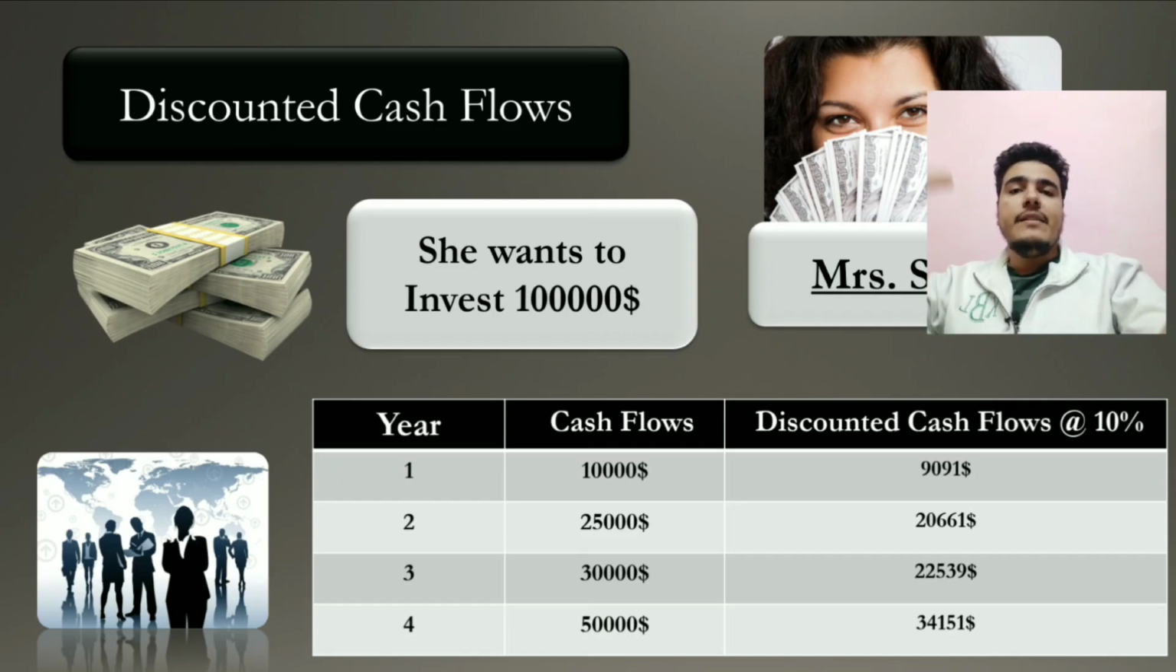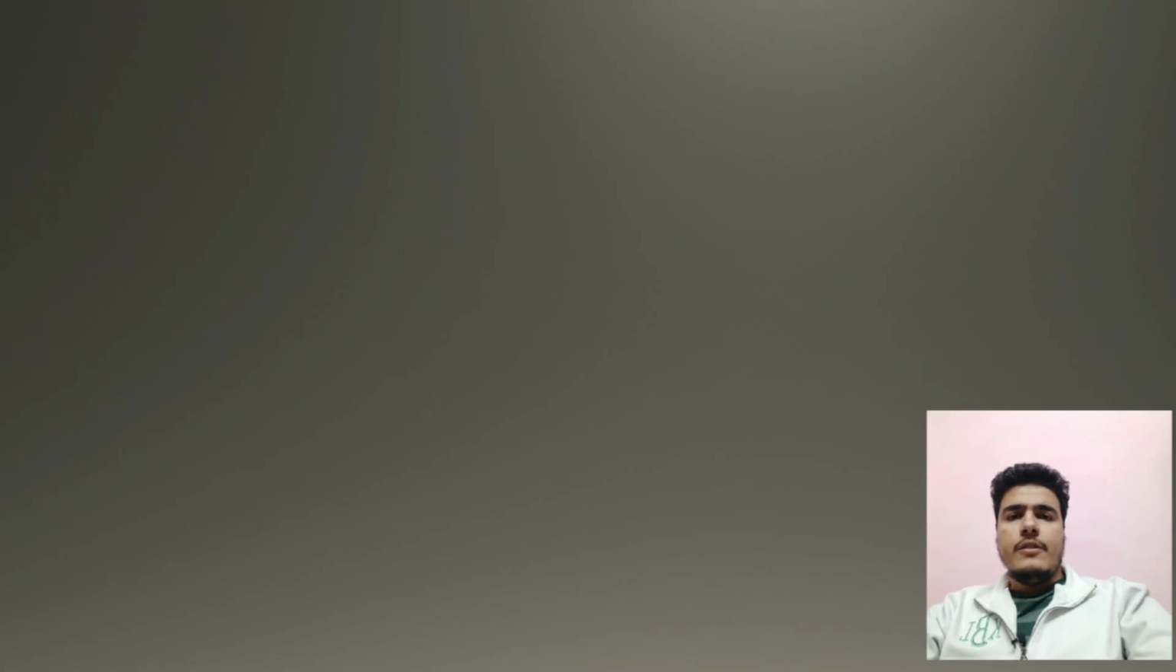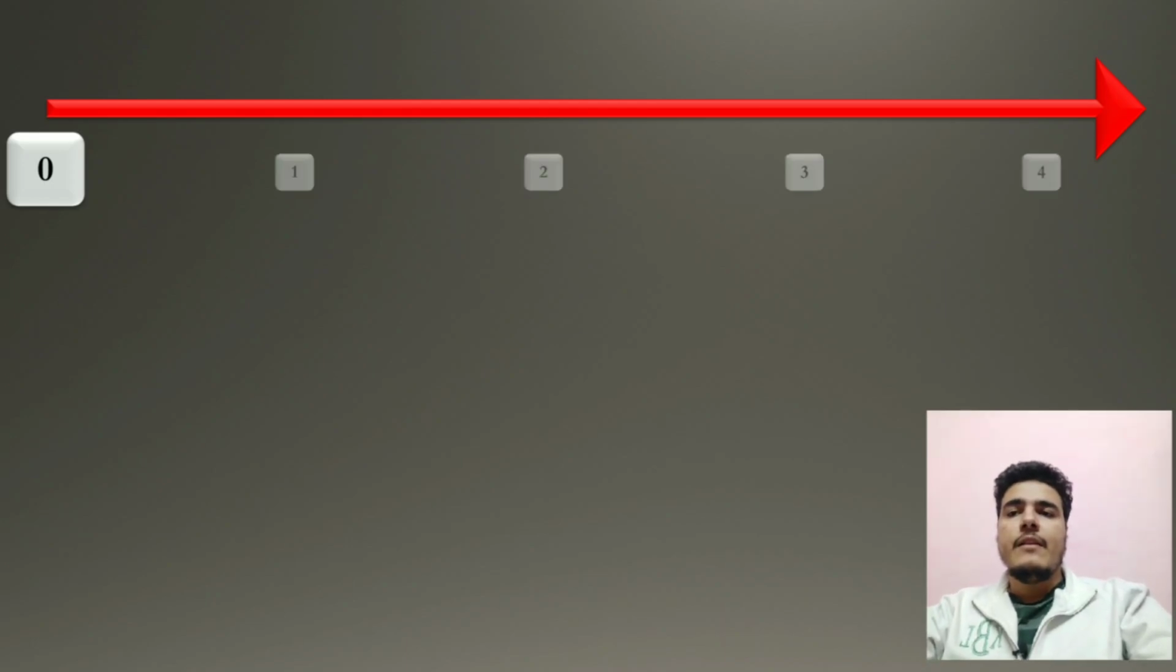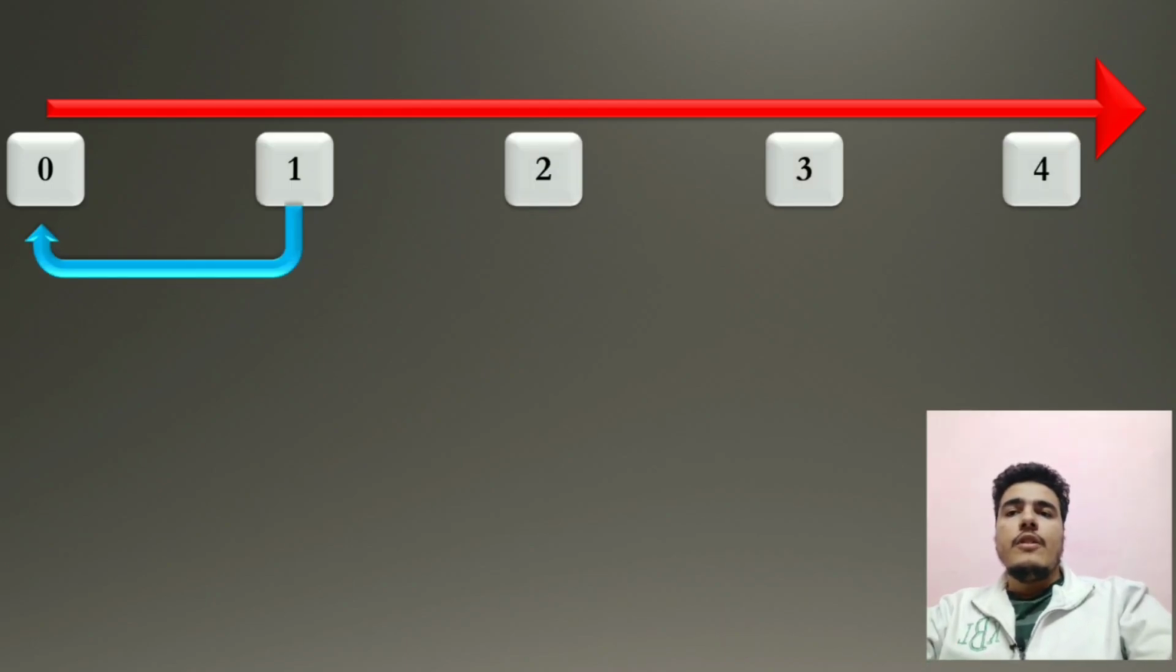It means these are the cash flows in present terms. Now let's understand what we have done in discounted cash flows. This is the timeline of 4 years. This is the 0th year in which she is investing that money, $1 lakh. Whatever we get after 1 year we have to pull towards the 0th year, which we have done by dividing by 1.1.